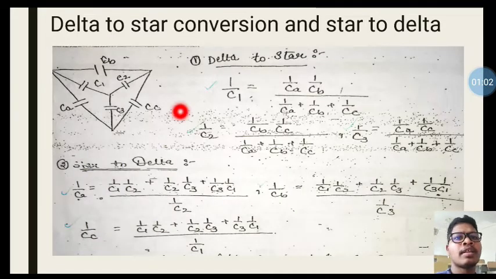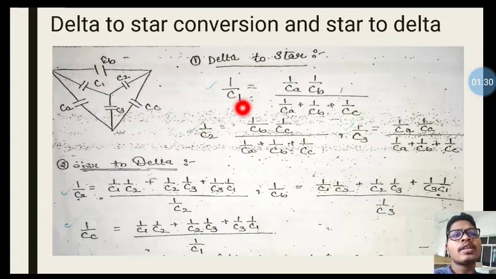So see, this is the conversion of star to delta and delta to star network of the capacitive element. First we need to see the delta to star conversion. This is the delta connection, CA, CB and CC capacitances are connected in the delta manner. We need to convert them into C1, C2, C3 capacitance values in the form of the star connection. It is the opposite of the resistance case or inductance case.